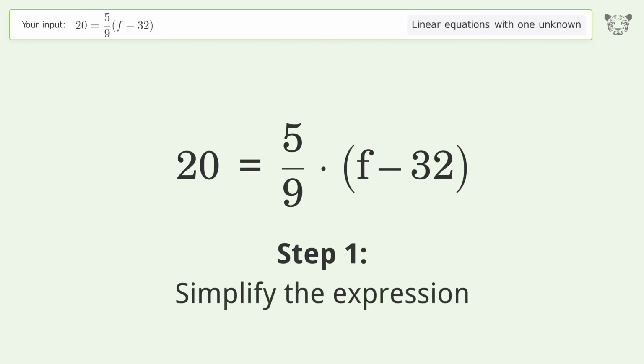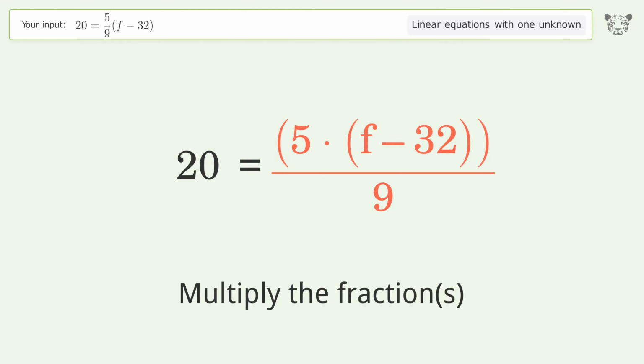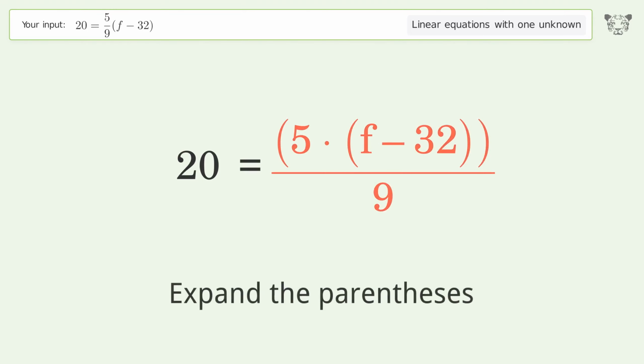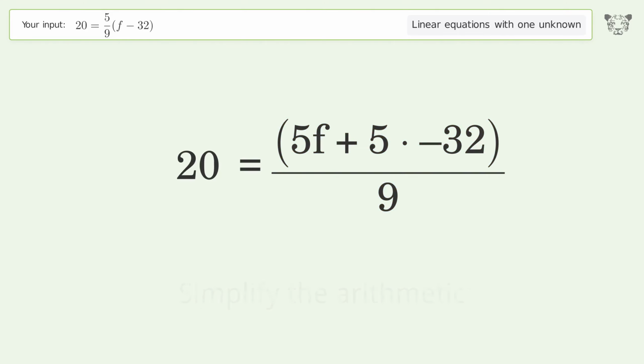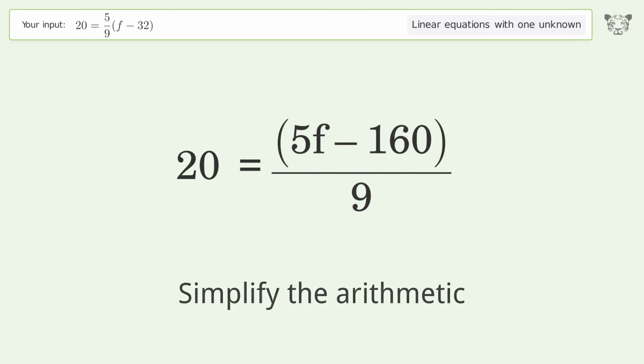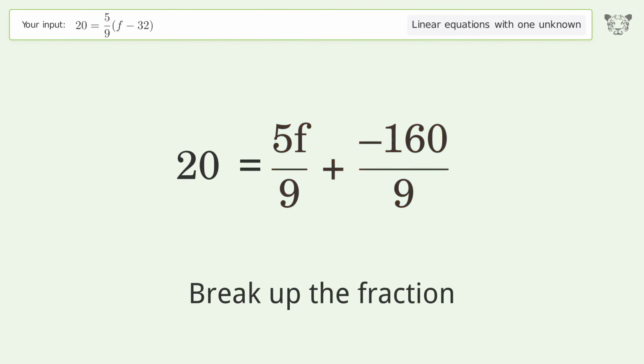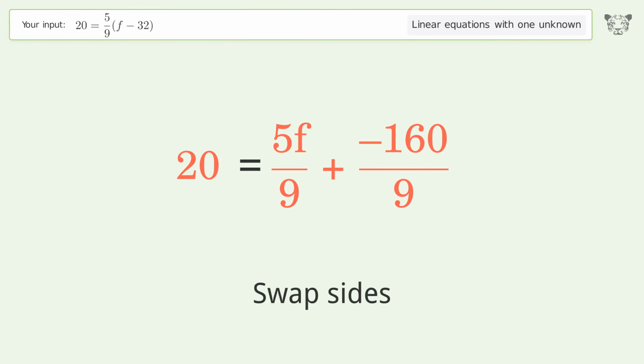Simplify the expression. Multiply the fractions. Expand the parentheses. Simplify the arithmetic. Break up the fraction. Swap sides.